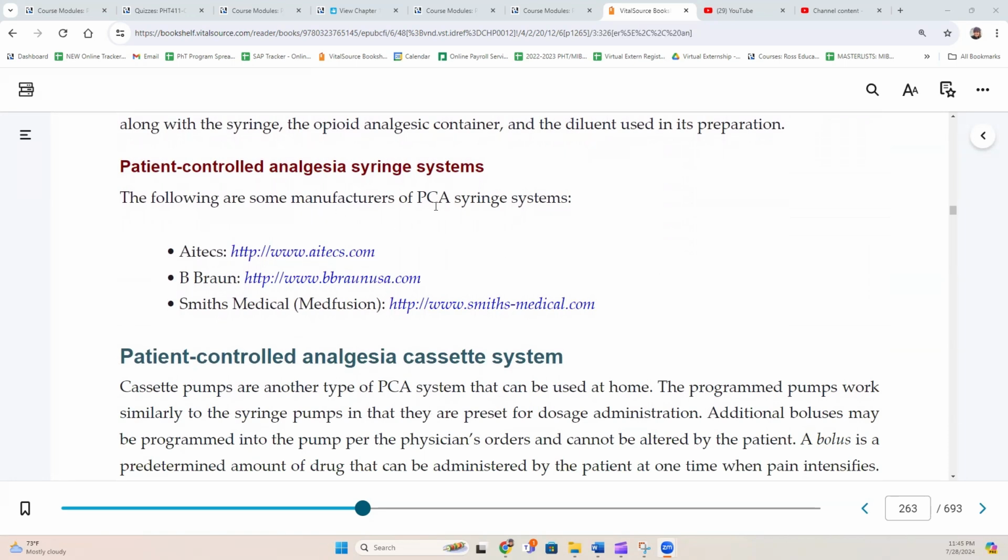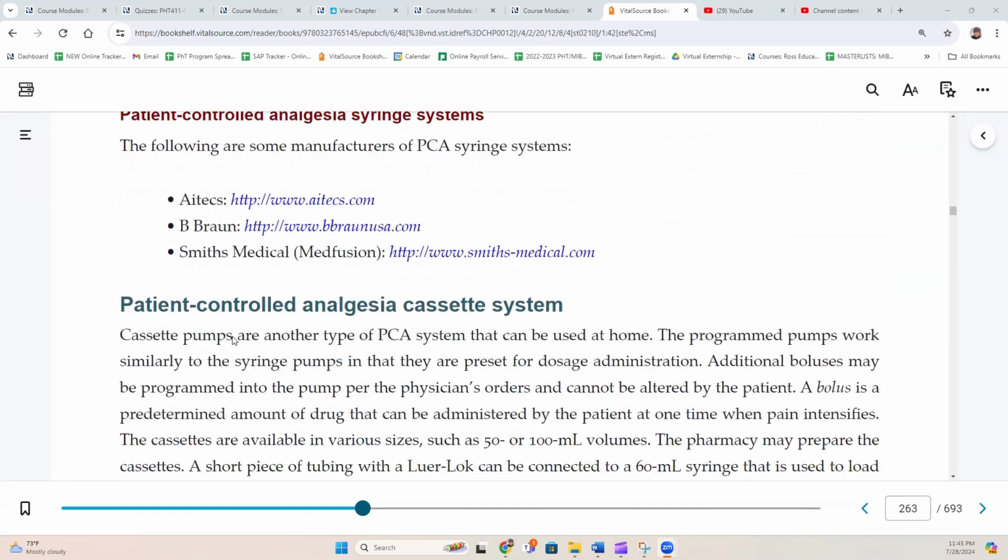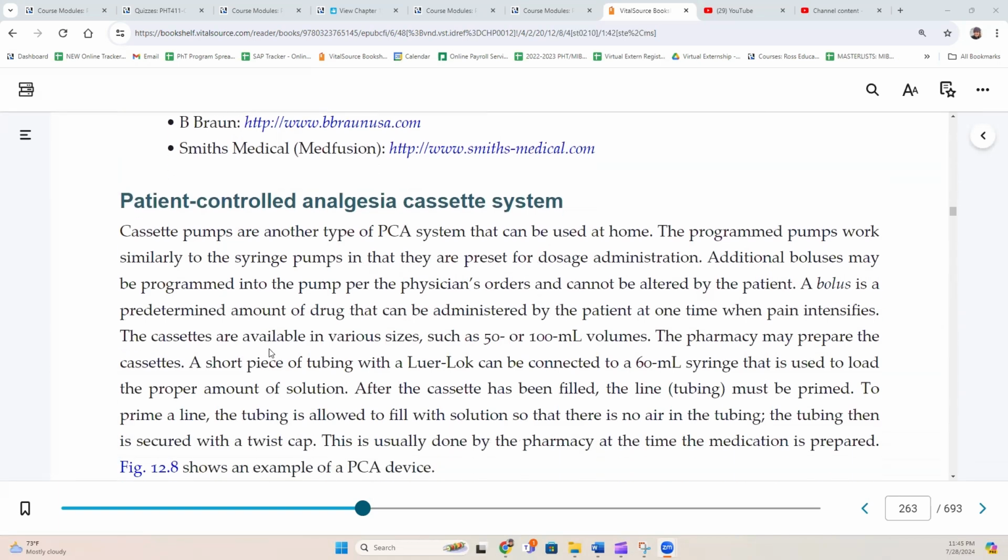The following are some manufacturers of PCA syringe systems. So we have Atex, B. Braun, and Smiths Medical Medfusion.